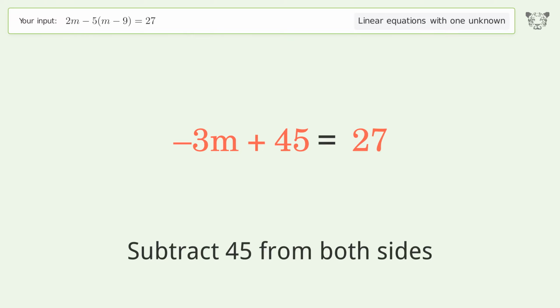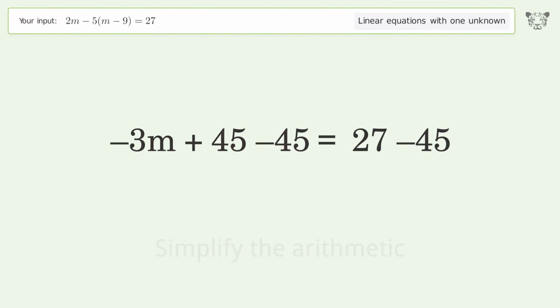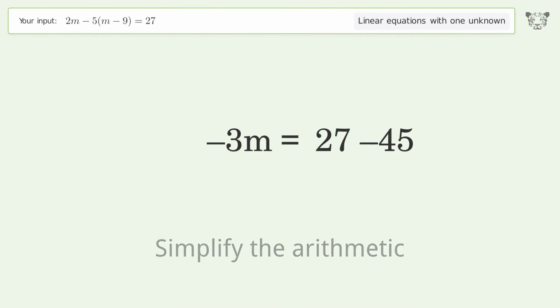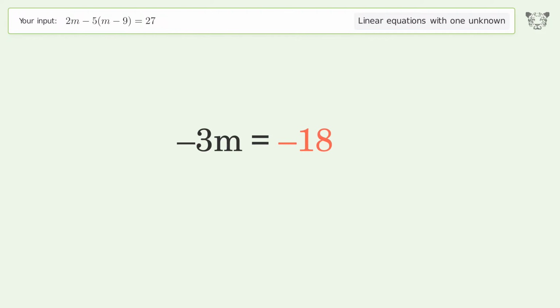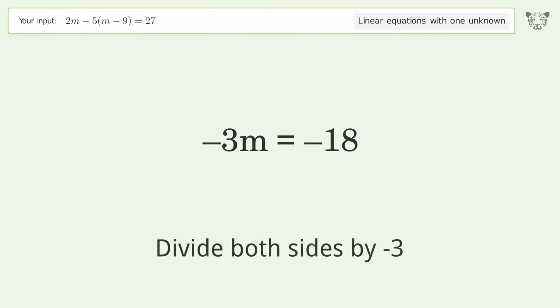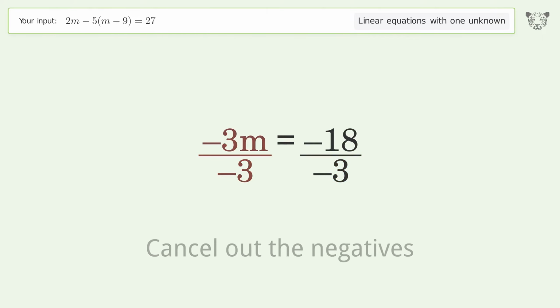Subtract 45 from both sides. Simplify the arithmetic. Isolate the m. Divide both sides by -3. Cancel out the negatives.